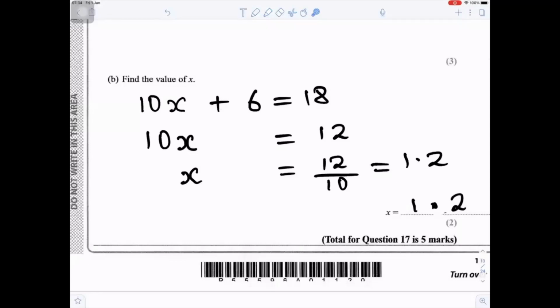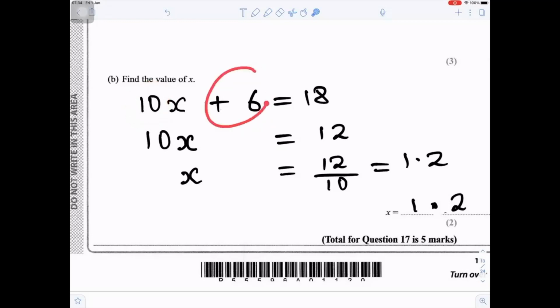Find the value of x. We want to solve this equation: 10x plus 6 equals 18. So we want to find x on its own. When they say find the value of x, we want to remove everything until we get x on its own. First, we need to remove the 6, and then we remove the 10.